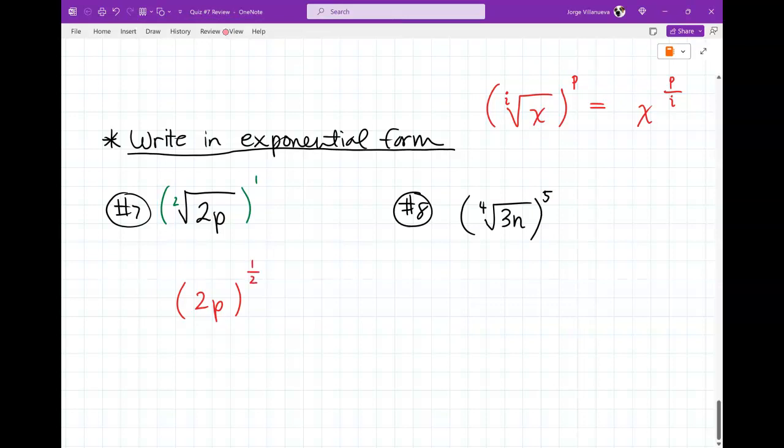So I would say that's as tricky as it gets on the quiz, like something like that. Okay? Number 8, well, the 3n is inside the radical, so the 3n goes inside the parenthesis. My power is a 5, my index is a 4, so it's p over I, right? Power over index, so 5 over 4, and we're done. And this is your quiz.